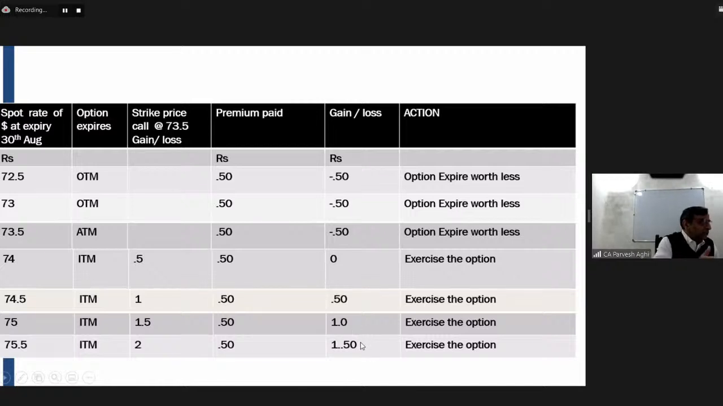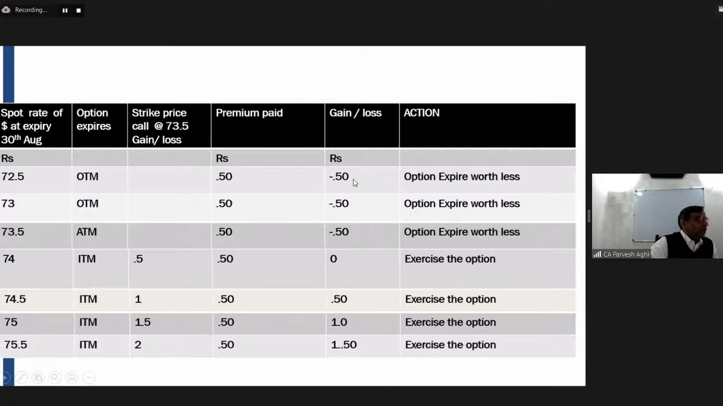Whatever you're losing in your real transaction, because you go to the spot market and buy the dollar at these rates, those losses get neutralized through the gains you make in the option trade. But remember, if the rate is 72.50, you have to pay only 72.50 for your dollars, so you'll be very happy. But the price you have paid for that, because you hedged yourself, is 50 paisa.